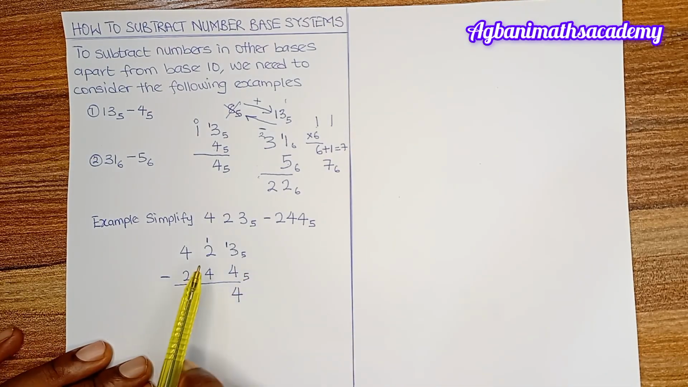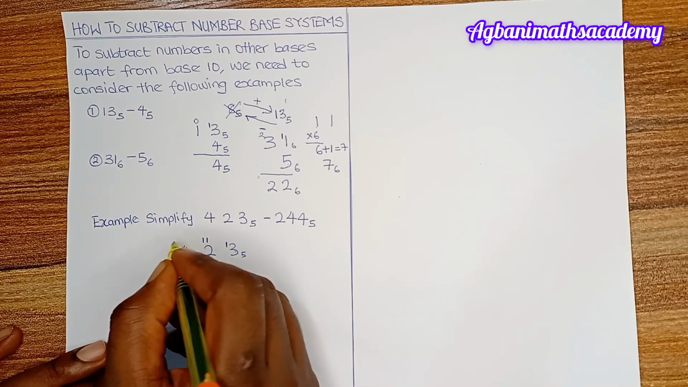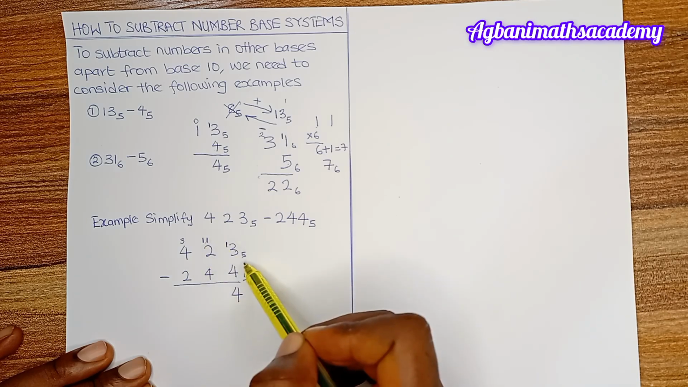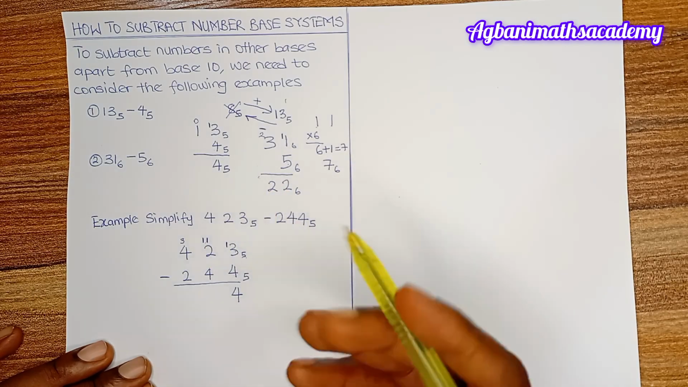Okay. Now, what we have here is 1 instead of 2. So 1 minus 4 is not possible. So we'll borrow 1 from here to put here. This will become 11. So we have 3 left. So we're going to change 11 base 5 to the incorrect form. So how do we do that?